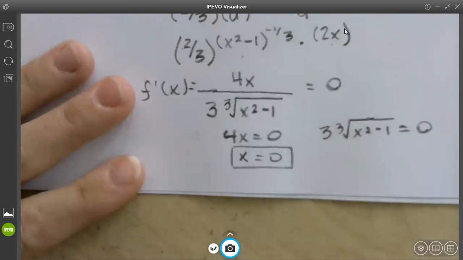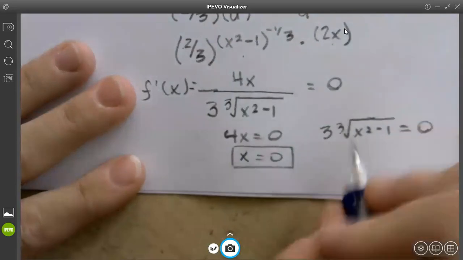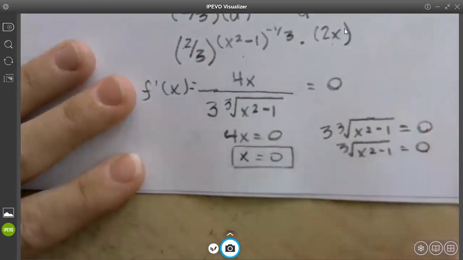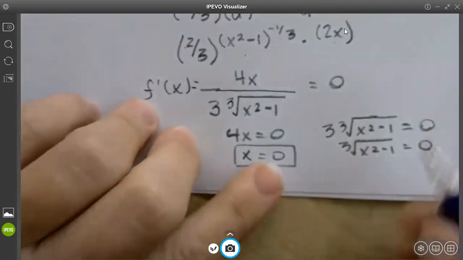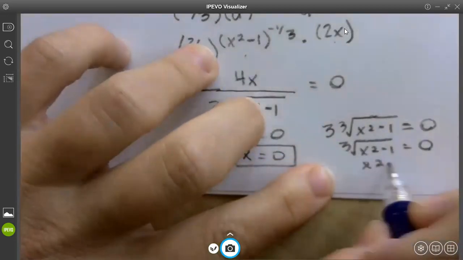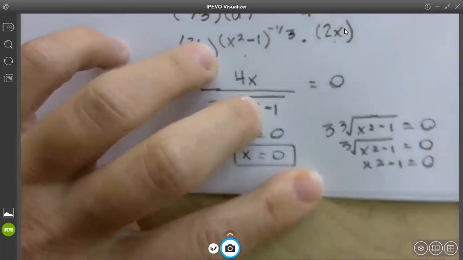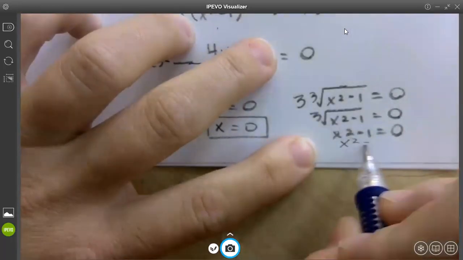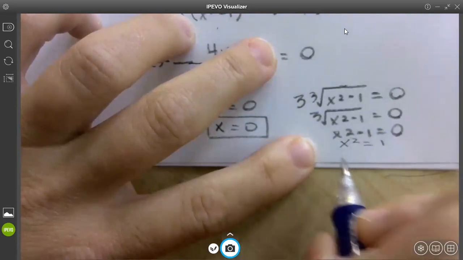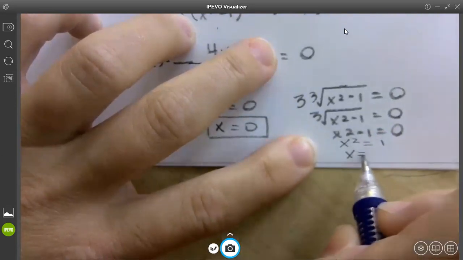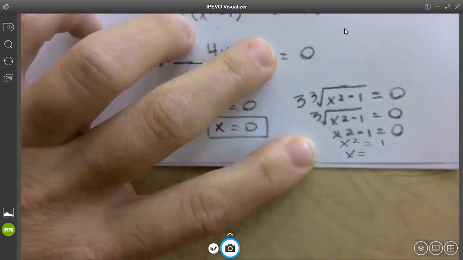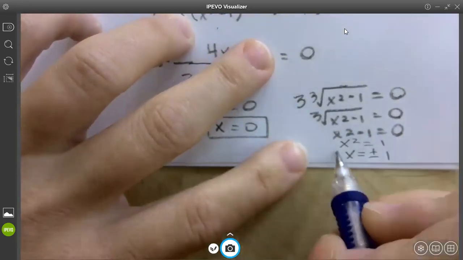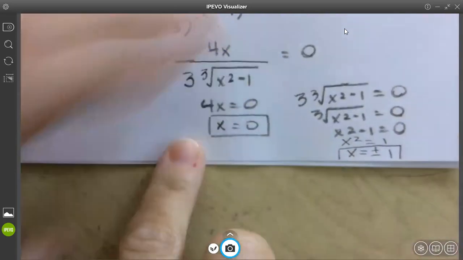Divide by 3. It does absolutely nothing, right? Gives me the cube root of x squared minus 1. How do I get rid of the cube root? Cube it, which still gives me 0. And then? So what's the square root of 1? Positive, negative 1. There are your points of discontinuity.